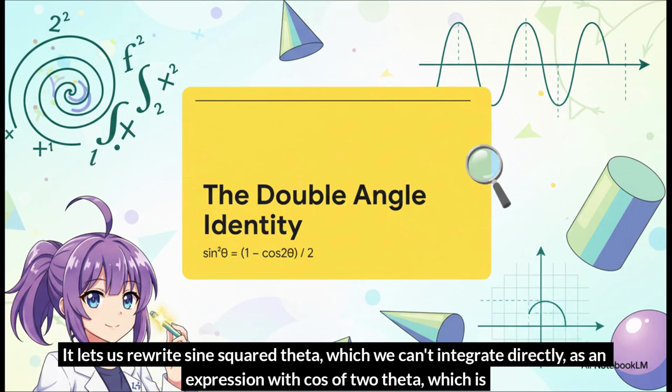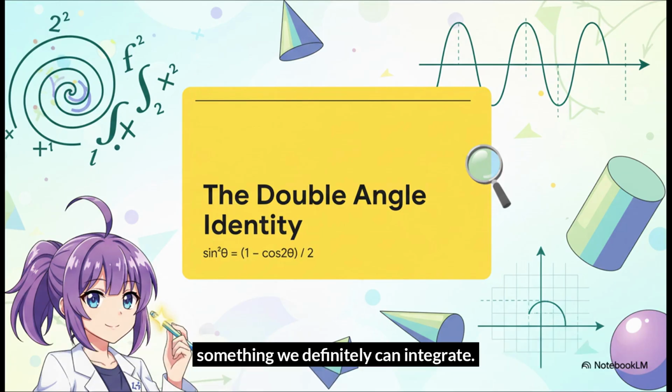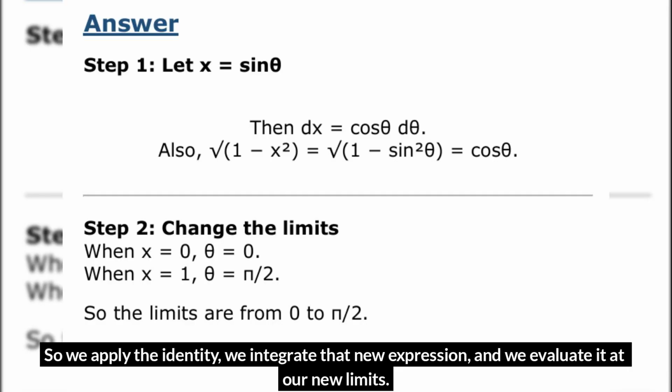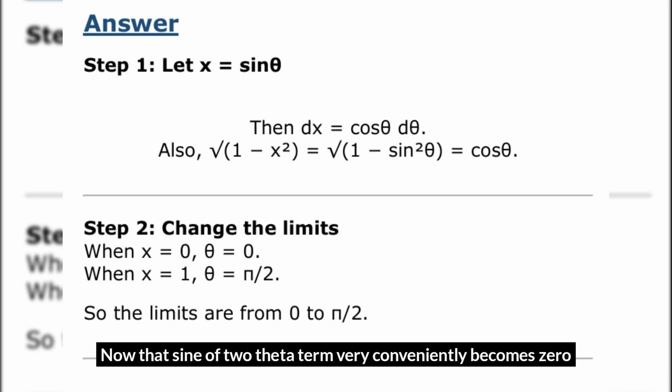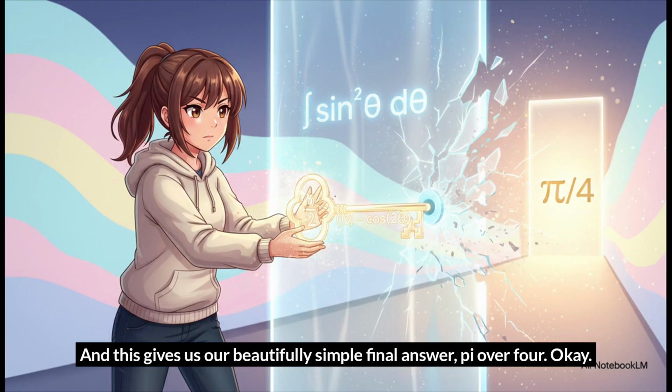It lets us rewrite sine squared theta, which we can't integrate directly, as an expression with cos of 2 theta, which is something we definitely can integrate. So we apply the identity, we integrate that new expression, and we evaluate it at our new limits. Now that sine of 2 theta term very conveniently becomes 0 at both limits, which leaves us with a super clean calculation. And this gives us our beautifully simple final answer, pi/4.